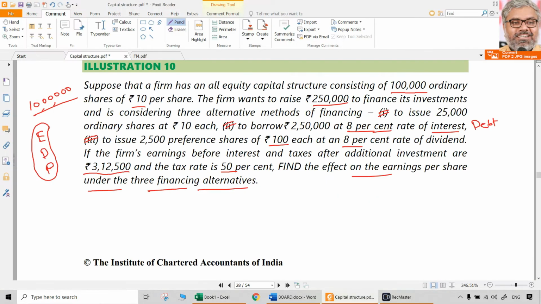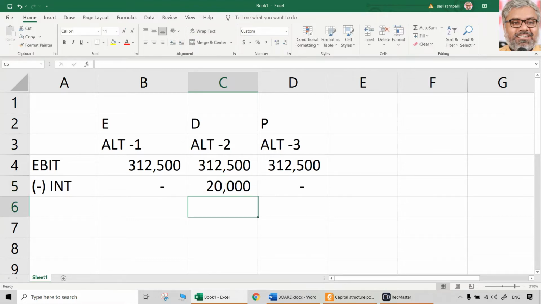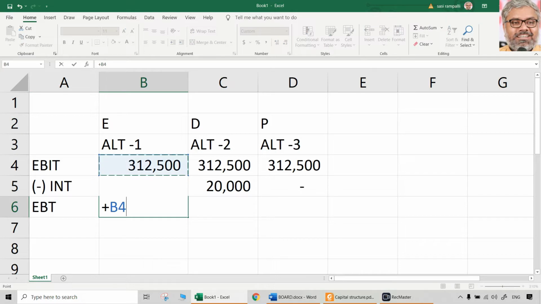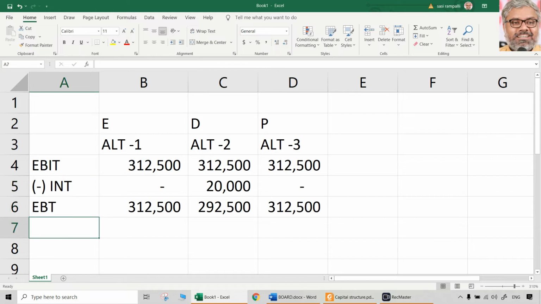How much will be the interest? That has to be calculated. How much? 2,50,000 multiplied with 8% interest. So 20,000 rupees interest. After that, what we will get? EBT, earnings before tax. So whatever 3,12,500 minus interest will give us EBT. This has to be calculated. It will be same as EBIT in alternative 1 and 3, but in alternative 2, EBT is 2,92,500. Then of course, we have to deduct taxes.